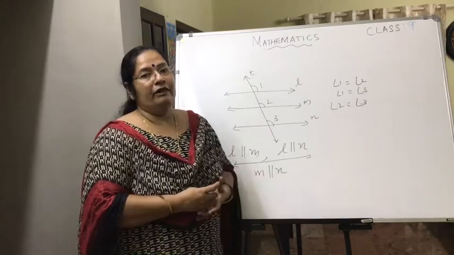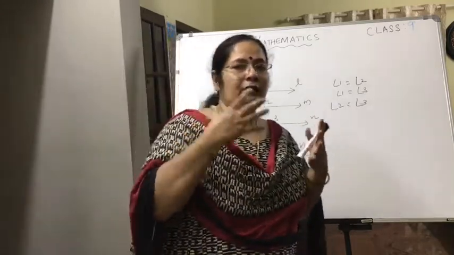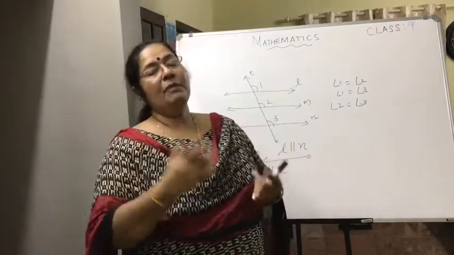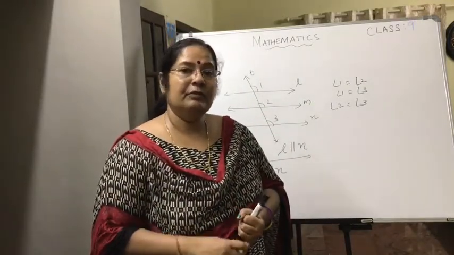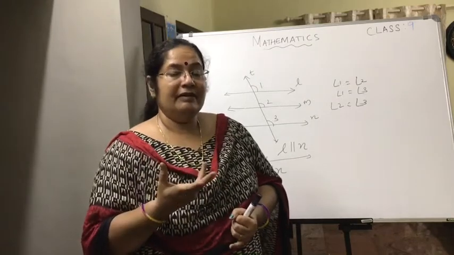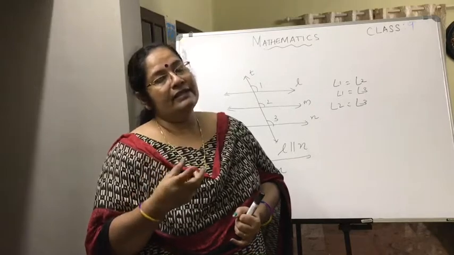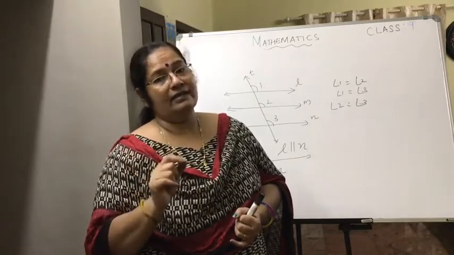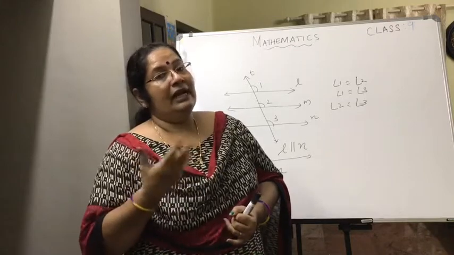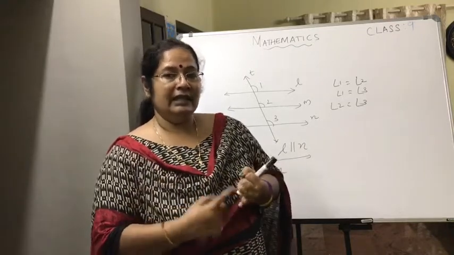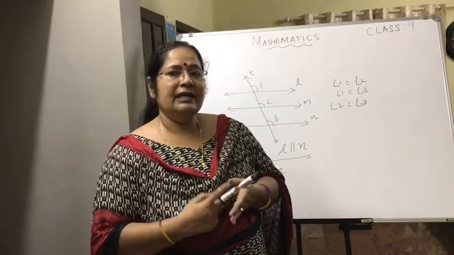I hope you have understood the concepts we have learned today. Let us go for a quick brushing up. We have learned about the types of angles formed when two lines are intersected by a transversal. Before that we learned what a transversal is: a line which intersects two or more lines at distinct points. When a transversal intersects two lines, many angles are formed: exterior angles, interior angles, corresponding angles, alternate interior angles, co-interior angles.